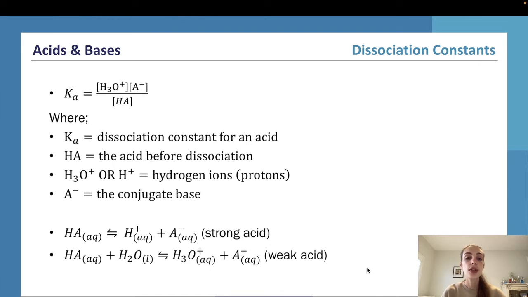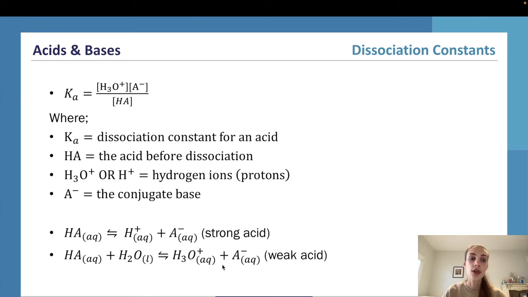And so it's important to note that with our two reactions, we can either have a dissociation that proceeds for a strong acid where HA dissociates into H+ and A-, or we have the concept where it dissociates in water, so HA plus H2O dissociates to form H3O+ and A-, and so that would be a weak acid.